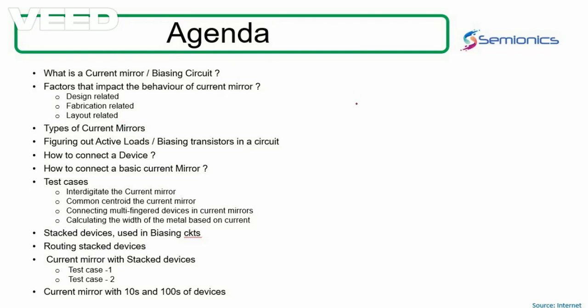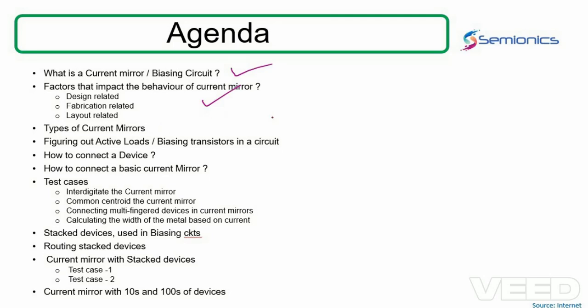First of all, what is a current mirror? Then what are the factors that impact it? What happens if we don't arrange the transistors in a specific manner, and how is it going to impact the currents in the design? Whether it is fabrication related or layout related, we'll study that. What are all the factors which are going to impact?